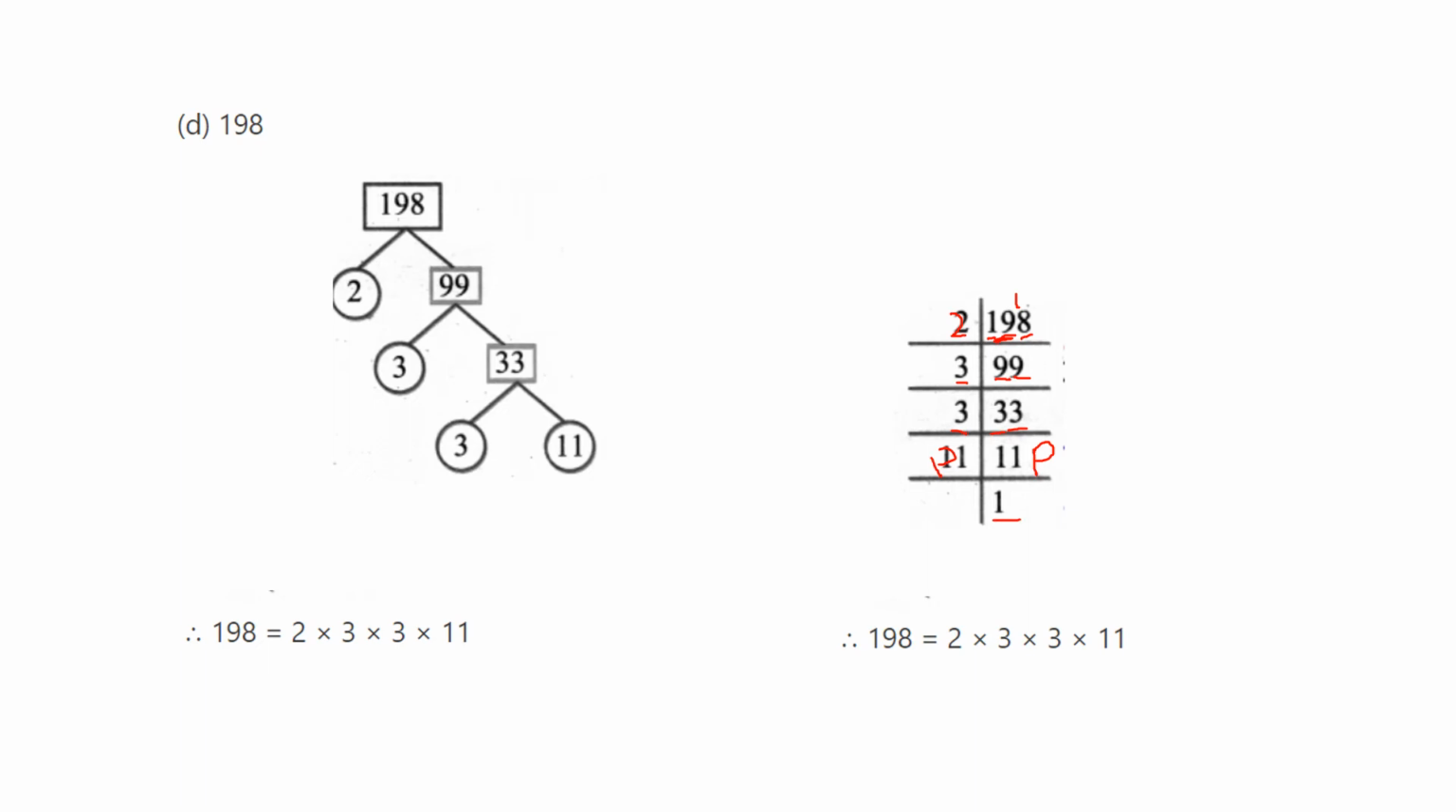So how will you write that factor tree? First you put 198 in the rectangle. After that 2 into 99. Next 3 into 33 and 3 into 11. So the factors of 198 are 2 into 3 into 3 into 11.